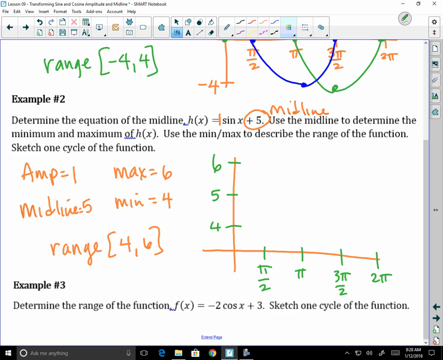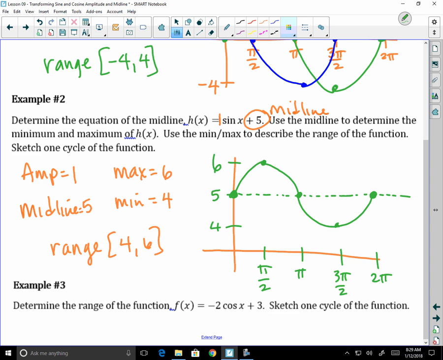If we go through and start to graph this, since it's a sine curve, I want to know where this midline is. So I'm going to draw in the midline. I'll start at the midline, because sine curves always start at the midline. And then sine curves go up to the maximum, back down to the midline, down to the minimum, and then back up to the midline. It's going to be the same curve, just translated up.